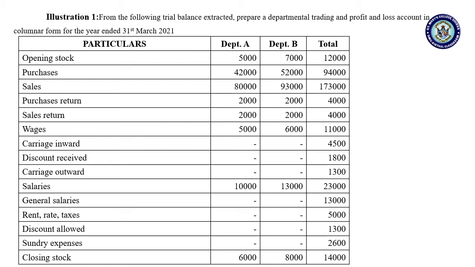Opening stock is always a trading account item, because we have to start our manufacturing or activities with opening stock. You have to start your process with opening stock. So in trading account, first you have to record opening stock. The rest of the items you can record later, but you have to start with opening stock.